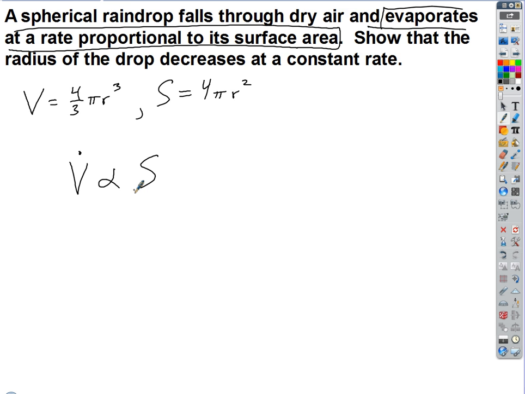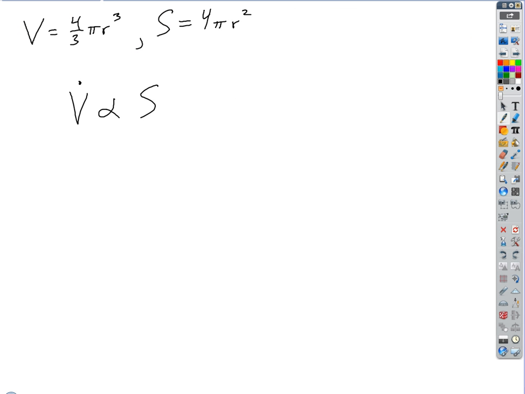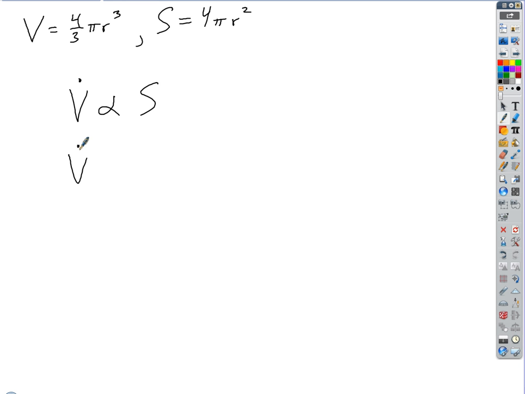So what does that mean? How do I write a proportionality as an equation? V dot equals kS, where k is just the constant of proportionality. We don't know what it is, right? But we do know that it's negative, don't we? Because V dot is negative. So let's say if k is positive, then we'd write it like that. Everybody agree?